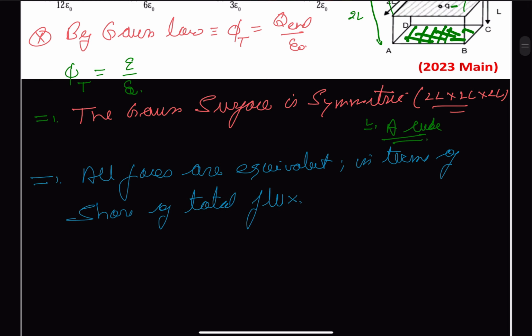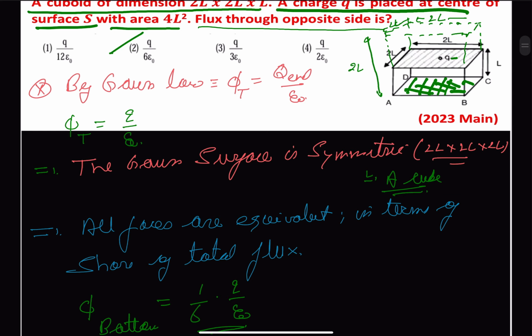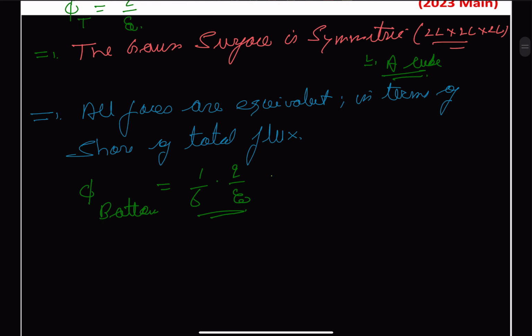Therefore, we need to find out the bottom phase. So we can say flux through the bottom phase will be 1/6 of Q upon epsilon naught. So option number 2 is correct. Option 2 is correct. Next question.